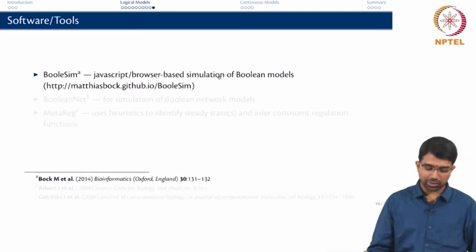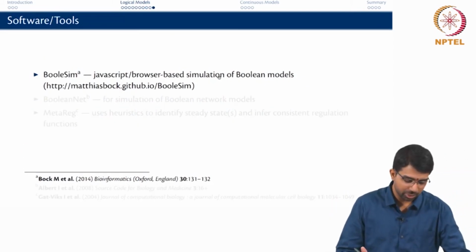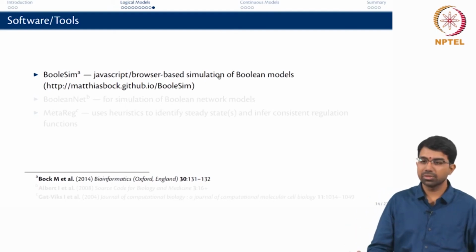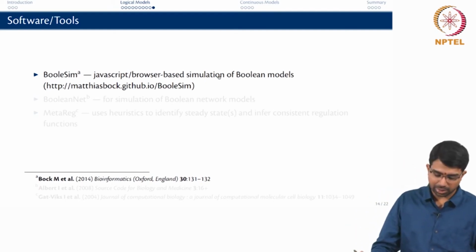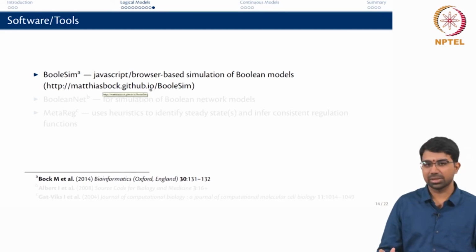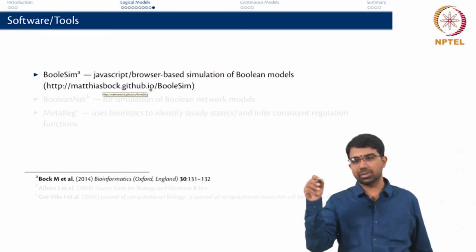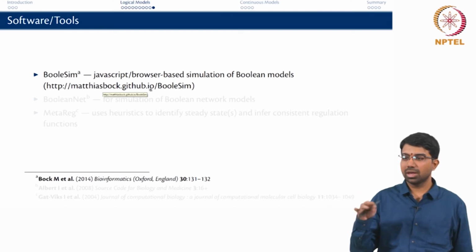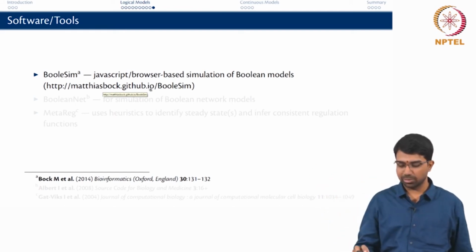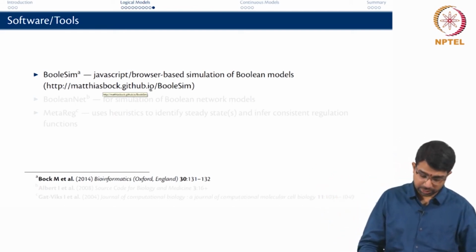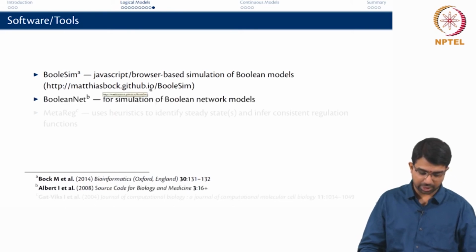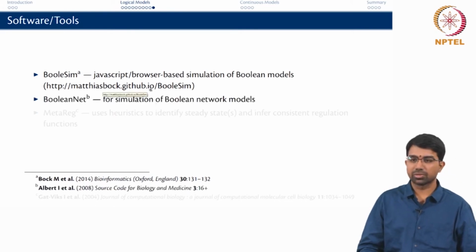So, there are very nice software tools, the best of them being the more recent BoolSim, which we will work on in the lab in the next class. This is just a JavaScript based simulation which is so easy to use. You literally copy paste a bunch of rules like A star equals not B, B star equals not C and click simulate, and you will get a nice time course. There is also BooleanNet, which is based on Python, again very useful, very powerful.